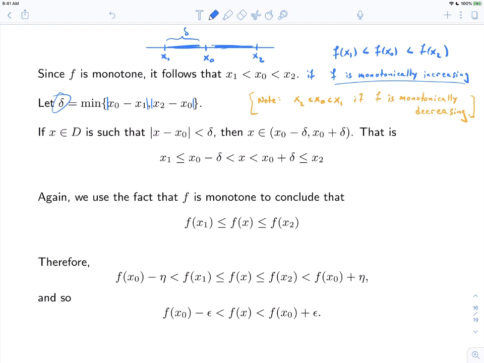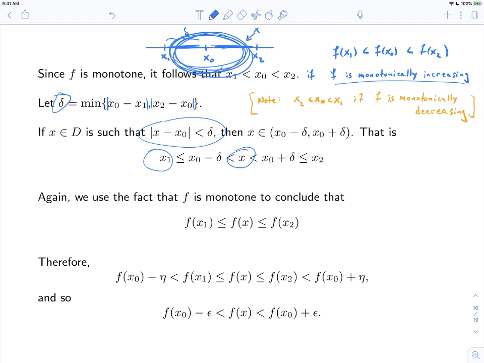Okay, so if x in D is chosen such that x minus x naught in absolute value is less than delta, what does that mean? Well, if x minus x naught in absolute value is less than delta, that means the distance between x and x naught is less than delta. So in particular, that means that x is in this interval somewhere. We don't know where, but it's in there somewhere. So we can be sure, in particular, that x1 is less than x is less than x2. Now, again, if f is monotonically decreasing, you just switch the order of the inequalities.